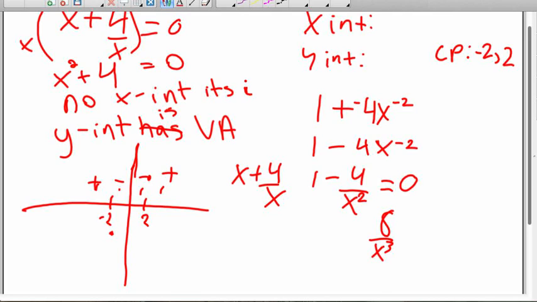It goes from increasing to decreasing, so it's going to look like this. And this one's decreasing to increasing, so it's going to look like this. And that is what it looks like. So, good luck, guys.